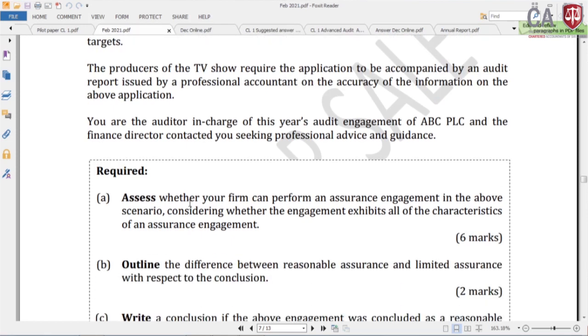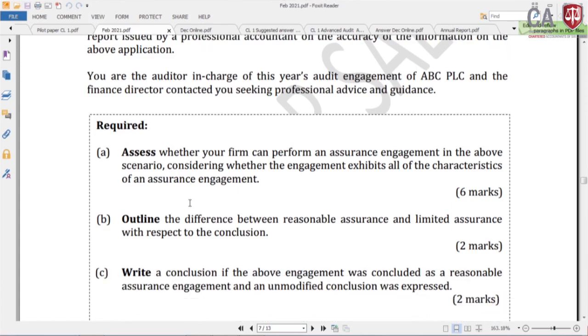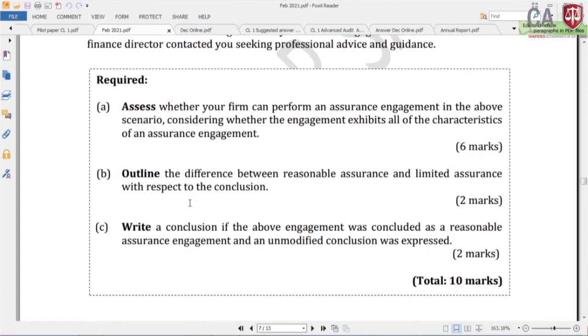Required: Assess whether your firm can perform an assurance engagement in the above scenario, considering whether the engagement exhibits all the characteristics of an assurance engagement. Outline the difference between reasonable assurance and limited assurance with respect to the conclusion. Write a conclusion if the above engagement was concluded as a reasonable assurance engagement and an unmodified conclusion was expressed, for 2 marks, altogether 10 marks.